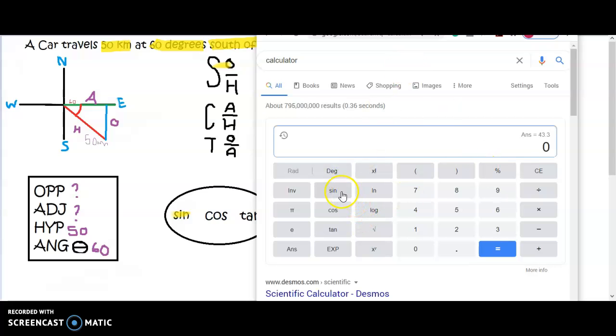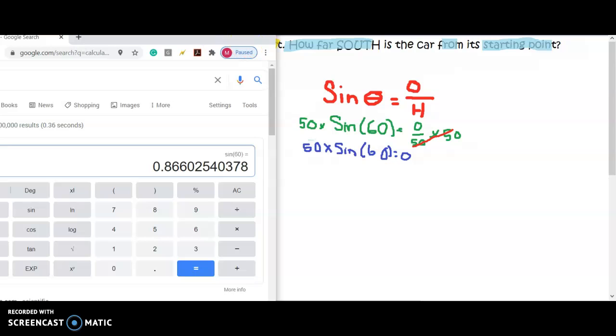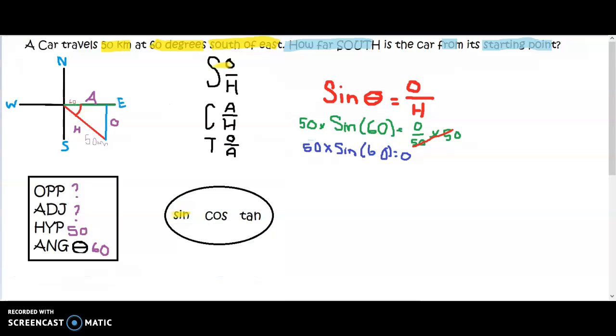What you want to do is put sine 60 into the calculator. If it's a cos, you put cos. If it's tan, you put tan. Sine 60 close parenthesis, and we get 0.8660. That's where I'm going to stop. We're going to write that in orange. 50 times 0.8660 equals opposite.